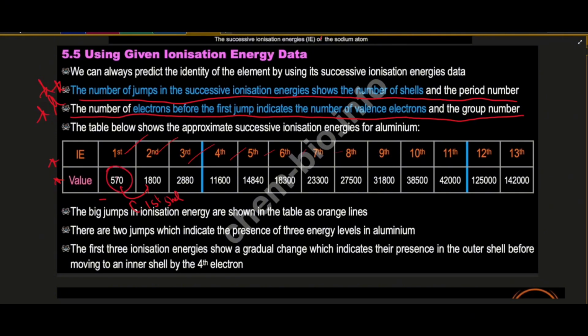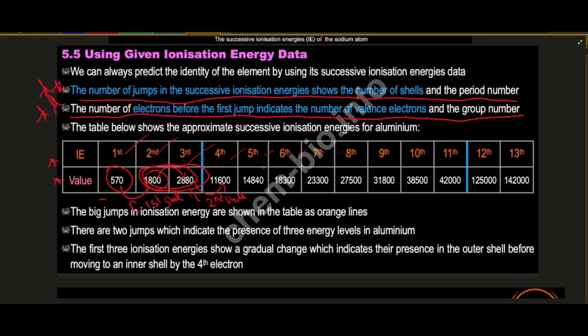It was removed from the first shell, and then the second electron was removed. We see a big jump, so that means the second electron is removed from another shell. And then for the third electron, we see not that big of a jump, so these two electrons will be present in the same shell. Again, at the fourth electron you see a big jump, so these two electrons will be present in another shell. So that's two shells for you.